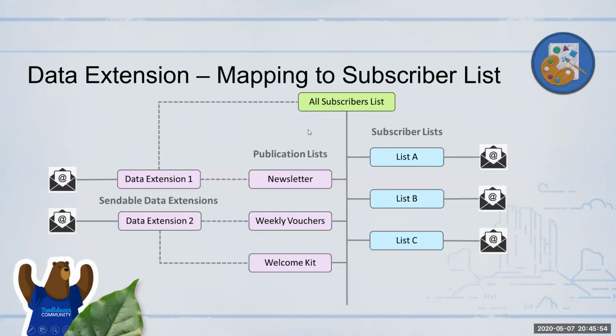Now you might come across a scenario where you wonder how to know which one to choose. If you map it to the all subscribers list, what happens when I'm sending an email to a subscriber in this data extension, and assuming that person is in both data extensions, and there are two different sends? Maybe first I'm sending a newsletter email today to this data extension. Next time I'm going to send an email with voucher codes, maybe weekly vouchers, some coupon codes and all that.